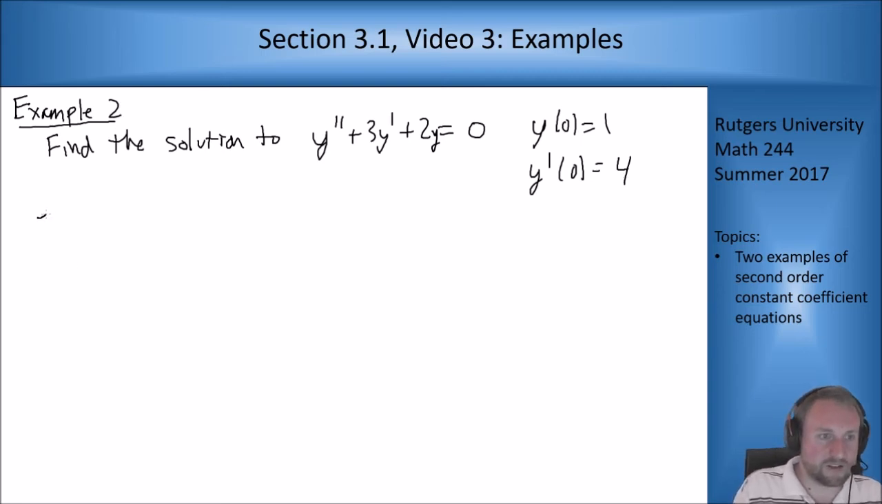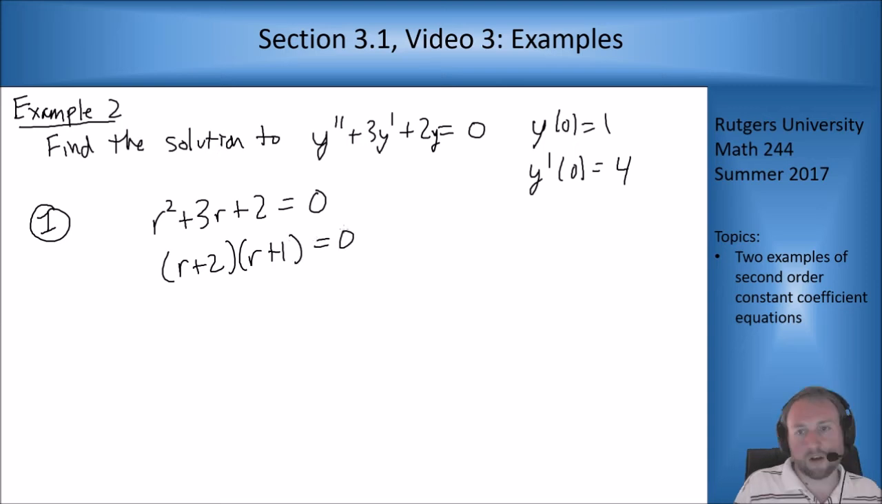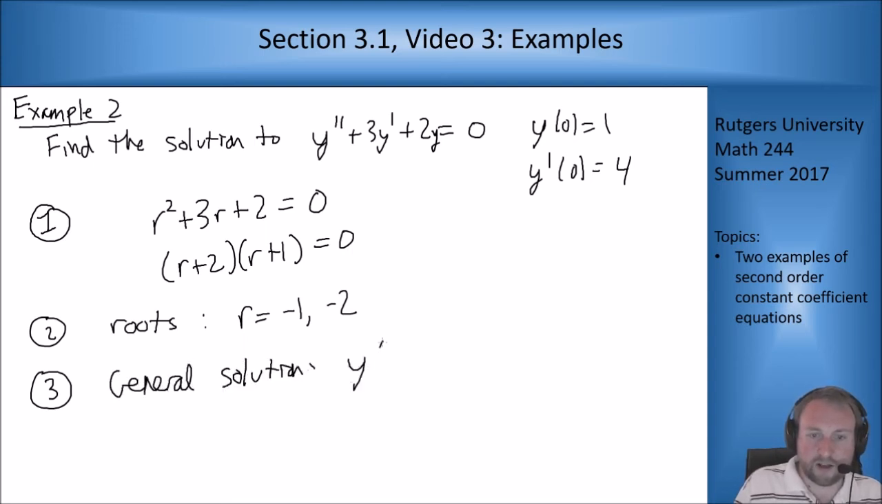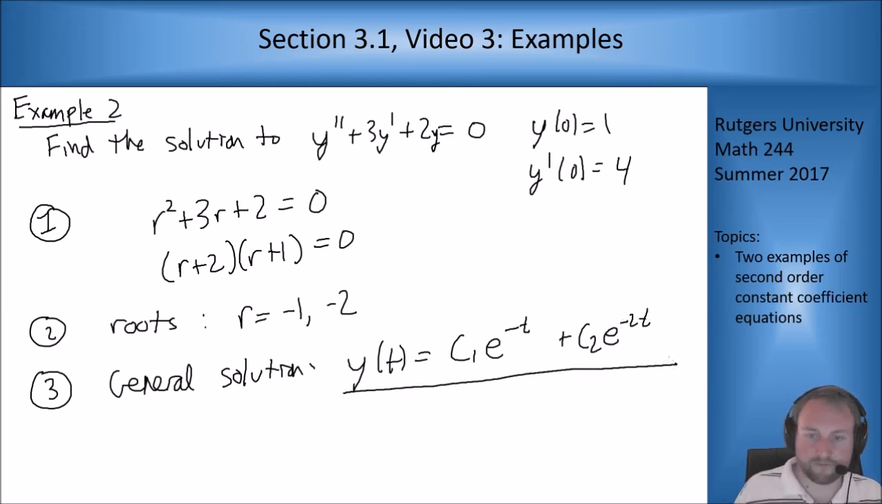So let's solve this. Step 1 was find the characteristic equation. So I get r^2 + 3r + 2 = 0. And I'll notice right away that this factors as (r + 2)(r + 1), which means step 2, what are my roots? The roots are r = -1 and r = -2, which means my general solution is y(t) = c1 e^(-t) + c2 e^(-2t). That was what we needed to do for the last problem, but this one just works out quicker because it factors nicely.